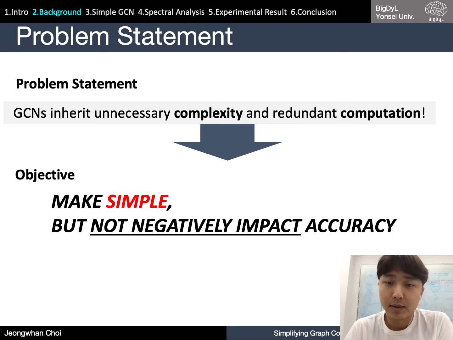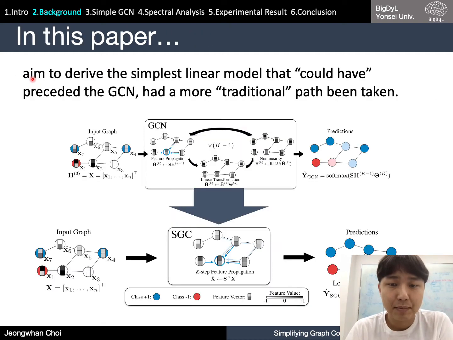Now we can define the problem statement: previous GCNs inherit unnecessary complexity and redundant computation. So the objective is to reduce the excess complexity of GCNs but maintain the model accuracy. This paper aims to derive the simplest linear model that could have preceded the GCN had a more traditional path been taken. They repeatedly remove the nonlinearities between GCN layers and collapse the resulting function into a single linear transformation.